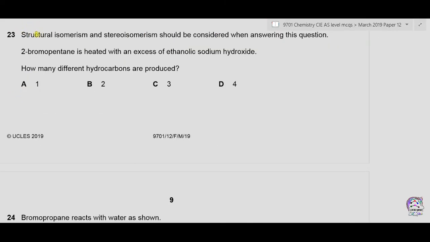Question number 23. Structural isomerism and stereoisomerism should be considered when answering this question. 2-bromopentane is heated with an excess of ethanolic sodium hydroxide. How many different hydrocarbons are produced? In stereoisomerism, we have cis-trans isomerism as well as optical isomerism. 2-bromopentane is a halogenoalkane, and when it is heated with an excess of ethanolic sodium hydroxide, it causes an elimination reaction.